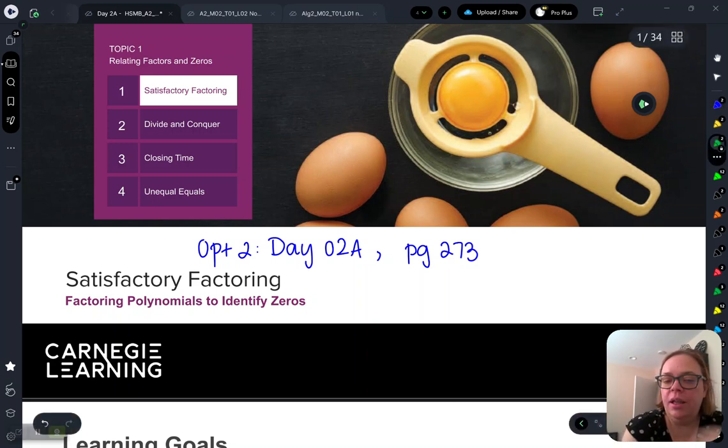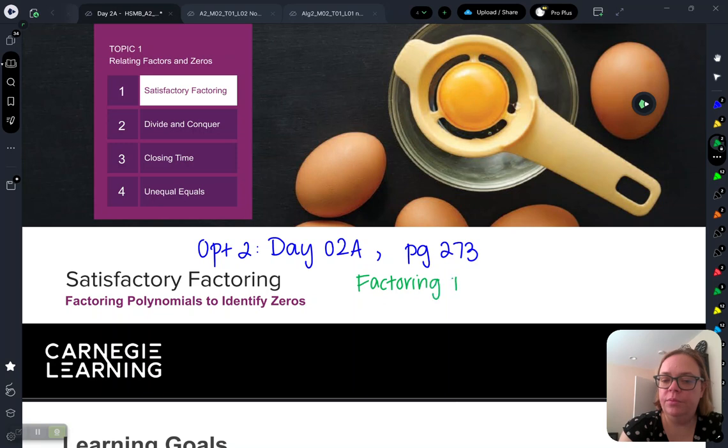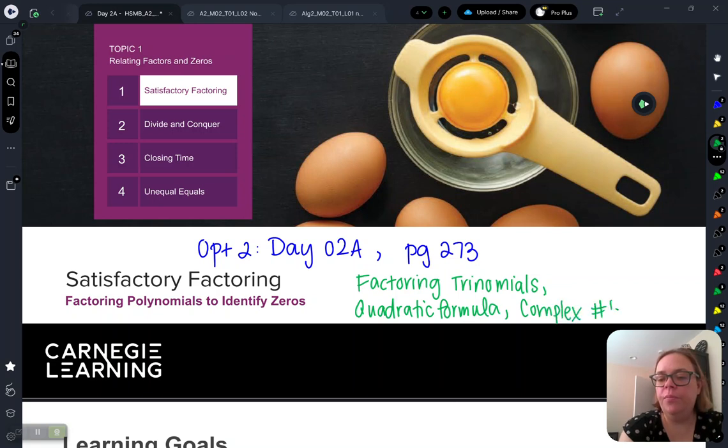Some prerequisite things that you need to be able to do that you may want to review beforehand is factoring trinomials, the quadratic formula, which shows up a little bit in this, and complex or imaginary numbers. But I'll review them a little bit as we go through this lesson, okay?